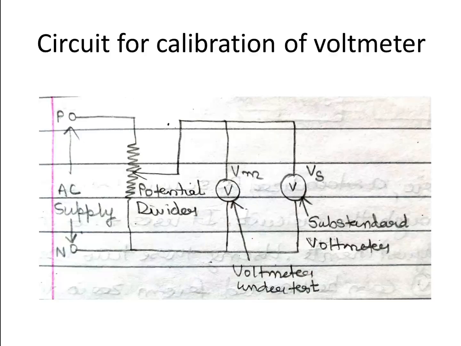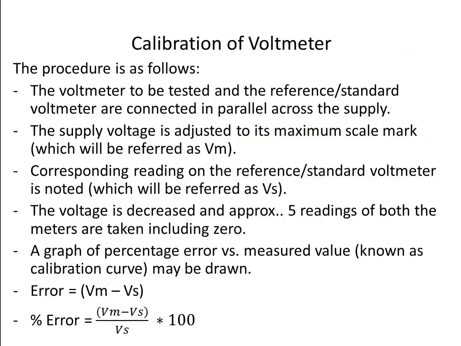Now the process is, with the help of the potential divider, the supply voltage is adjusted till the test voltmeter shows its maximum scale mark, maximum scale reading. Say for example, if the test voltmeter has a range of 0 to 200 volt, then the supply voltage is varied till the test voltmeter shows 200 volt. So the reading of the test voltmeter shall be treated as Vm, measured value of the voltage.